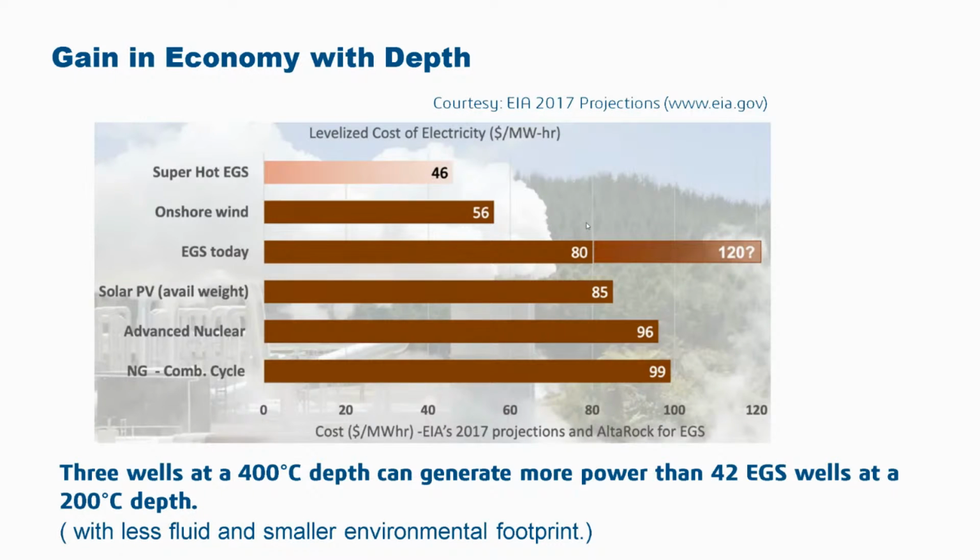And this gain in efficiency immediately translates into gain in economy. So for ultra deep geothermal systems, the cost of production is fairly low compared to conventional geothermal systems. By going deeper, you can produce electricity and energy at a much more economical rate, as shown by the various plots here.